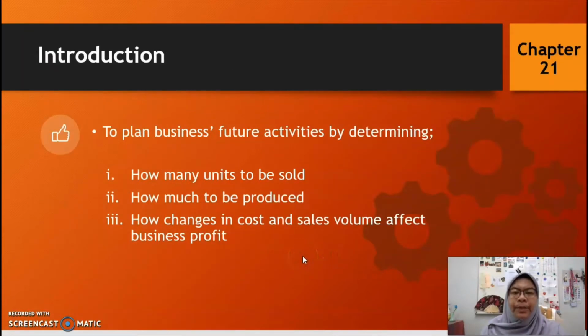This CVP chapter is actually to plan business future activities by calculating how many units to be sold, how much to be produced, and then how changes in cost and sales volume affect our profit.